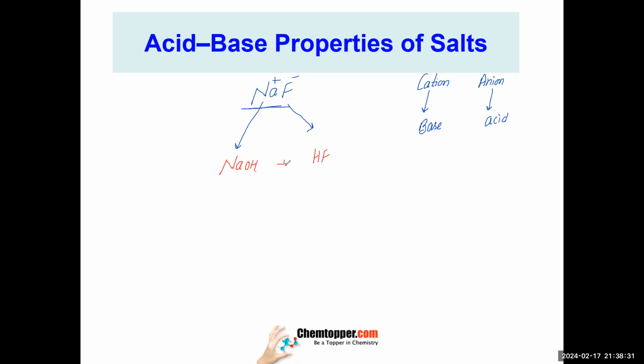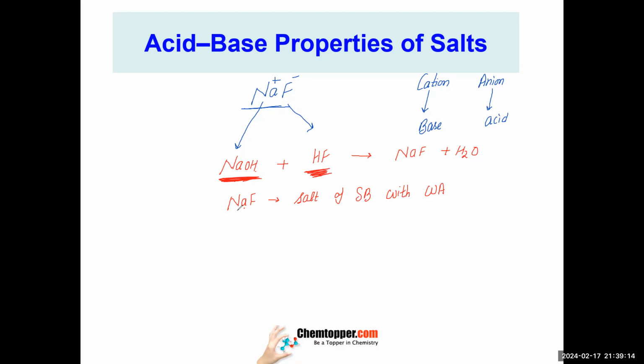So when you add NaOH in HF, what's the product? NaF and H2O. So can I call this salt NaF? Can I call it a salt of what kind of base? Of strong base with what kind of acid? Yes, weak acid. This is a salt of strong base with weak acid.